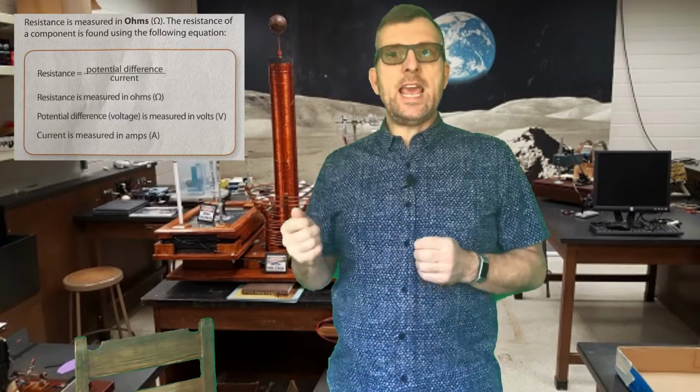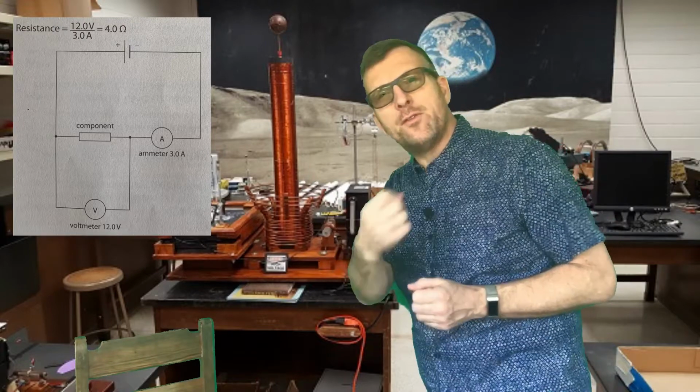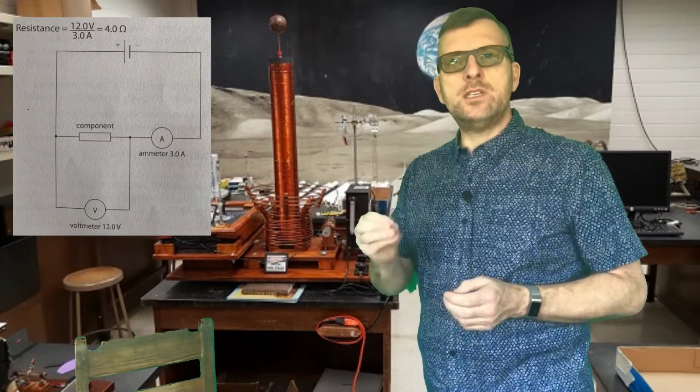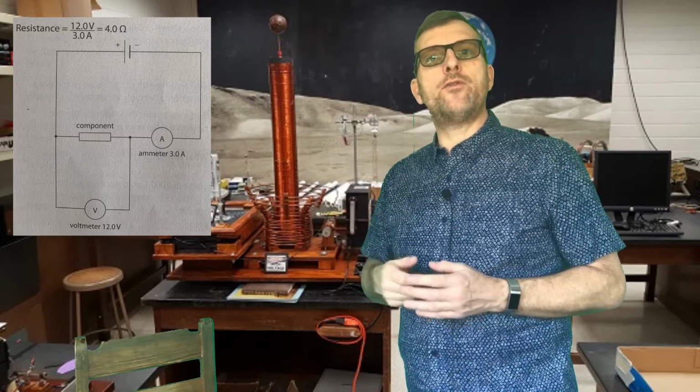So in the circuit here, there's a potential difference across the component of 12 volts and a current through it of 3 amps. So the resistance, therefore, is 12 volts divided by 3 amps, which of course equals 4 ohms.